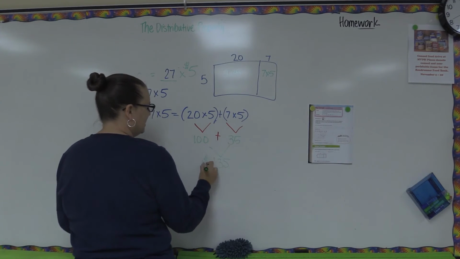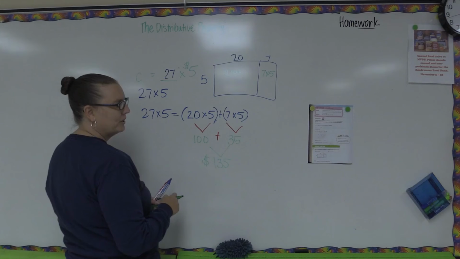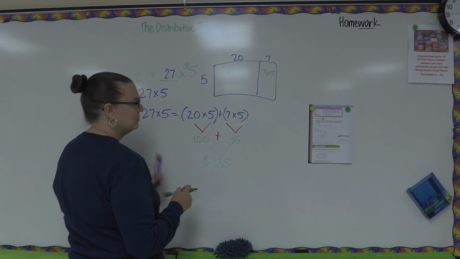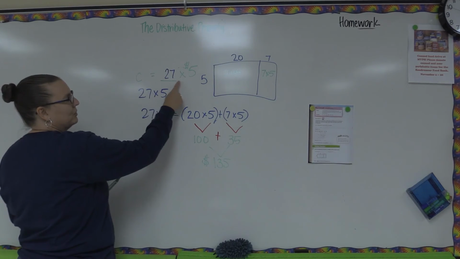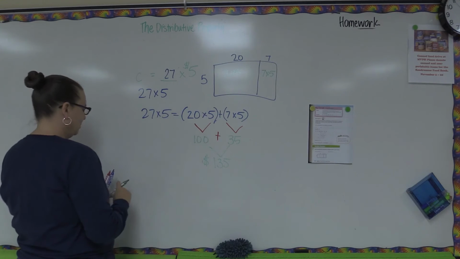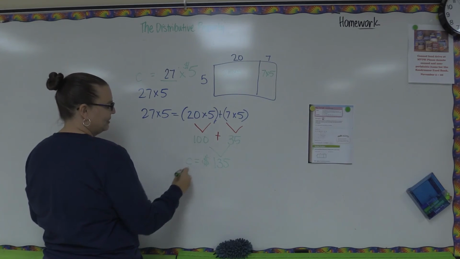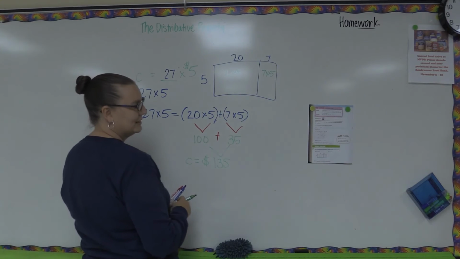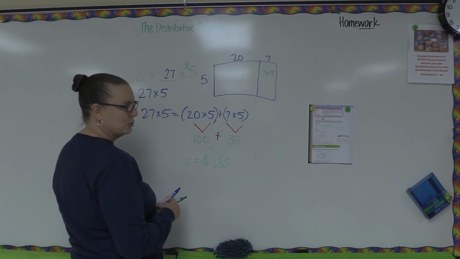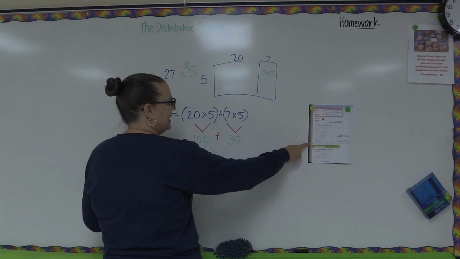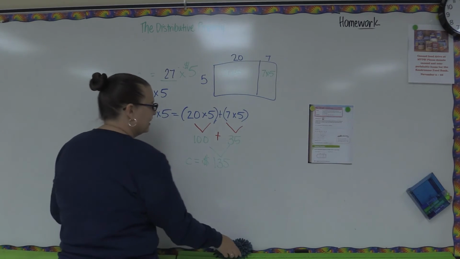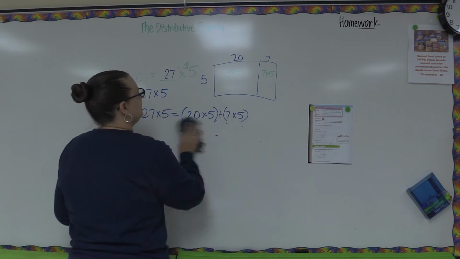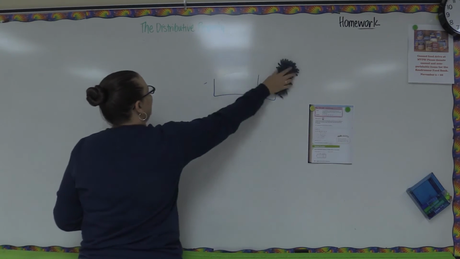So it will cost $135 for 27 students to go to the show. So if we were going back to our original problem, 27 times 5 was the math that we did to find the total cost. This is the total cost, so we could say C is equal to 135. That's the total cost for 27 students. And we'll be able to fill in those blanks here with that information. At the bottom, we've got 2 more problems that they want us to use the distributive property on. So let's go ahead and do that.